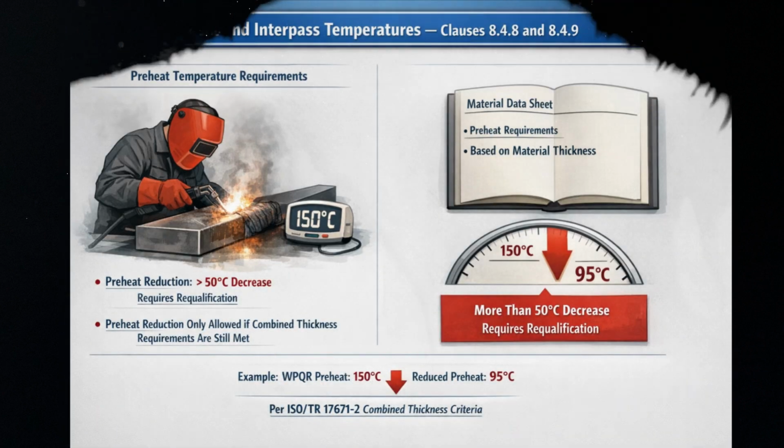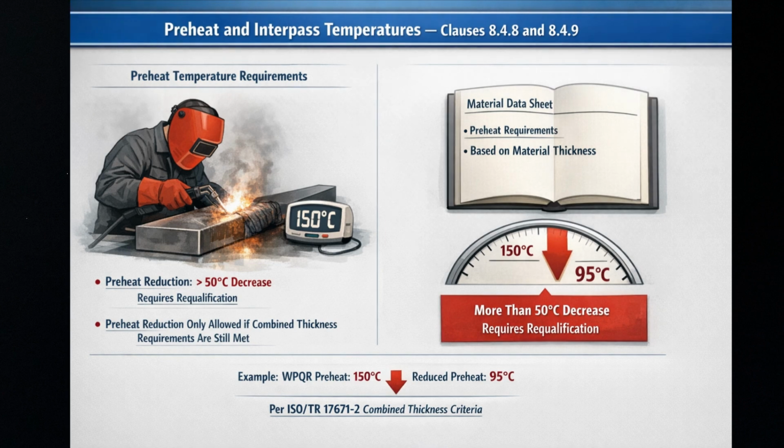Preheat and interpass temperatures, clauses 8.4.8 and 8.4.9. For preheat temperature, a decrease of more than 50 degrees Celsius from the recorded preheat temperature on the WPQR requires requalification. A decrease in preheat is only permitted if the requirements for preheating, particularly regarding combined thickness, are still satisfied, for example, ISO TR 17671-2. The preheat temperature may be specified by a material datasheet and will depend on material thickness.